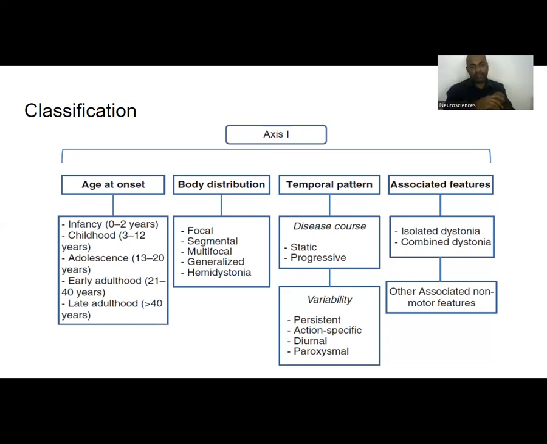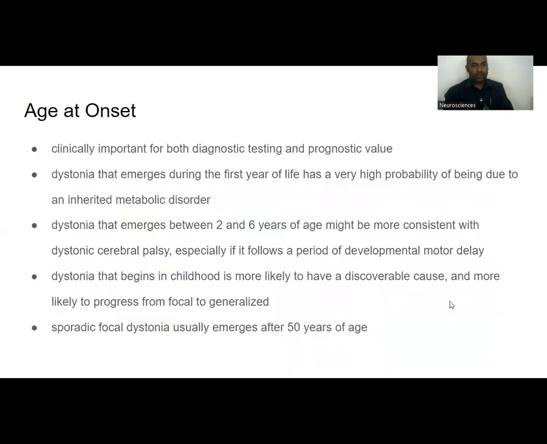Based on associated features, if the movement disorder is dystonia in isolation or dystonia plus tremor, then it's called isolated dystonia. There is no other movement disorder. And if the dystonia is combined with other movement disorders like Parkinsonism, ataxia, myoclonus, it's called combined dystonia. So age at onset, body distribution, temporal pattern, associated features, and also associated non-motor features.